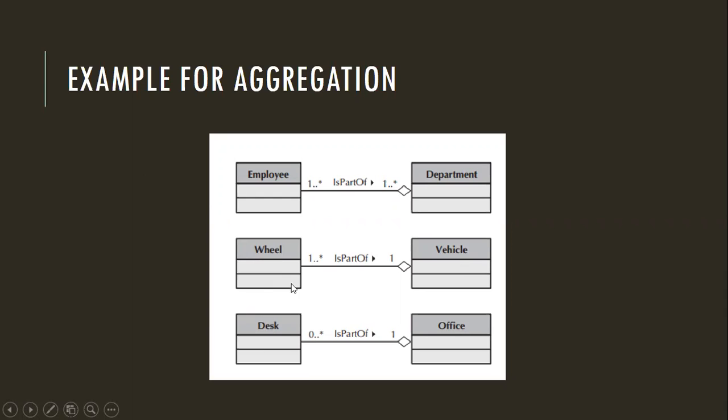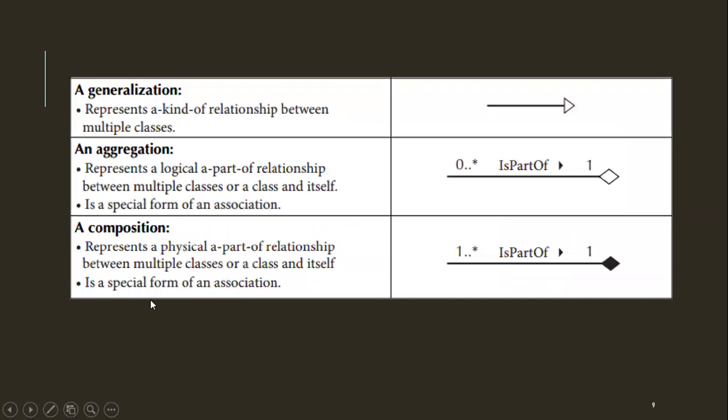Okay, there are many such things when it comes to real time classes. So a class will have is a part of relationship with another class. Then let's see what composition is, and then I'll explain all things together. Represent a physical a part of relationship between multiple classes or class in itself. It is a special form of an association. This is also a special form of association. Okay, but you will be filling the diamond shape at the end.